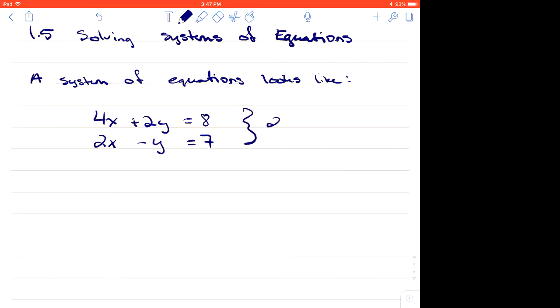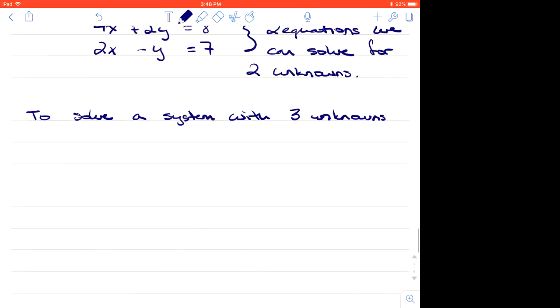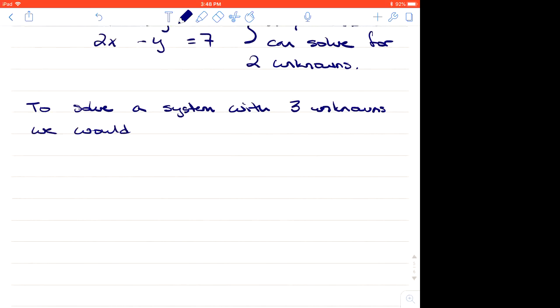So in general, if we have two equations, we can solve for two unknowns. Meaning, if for some reason we had three unknowns, we would need at least three equations, right? We can't use two equations to solve for three unknowns. That's just fact. So I'll just make a note here. To solve a system with three unknowns, we would need three equations.